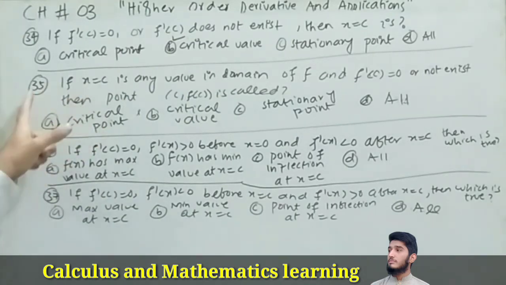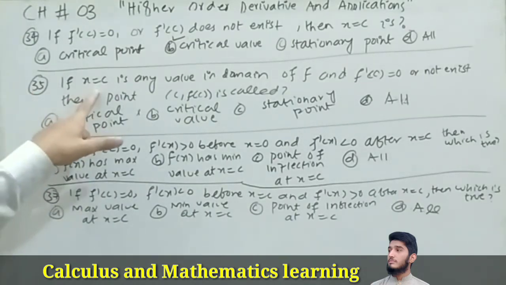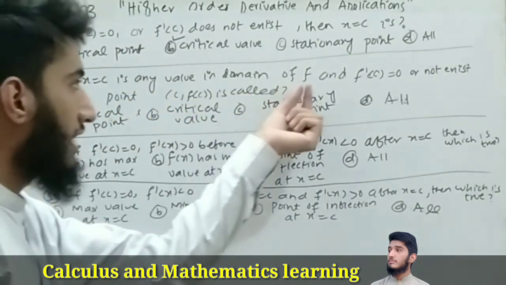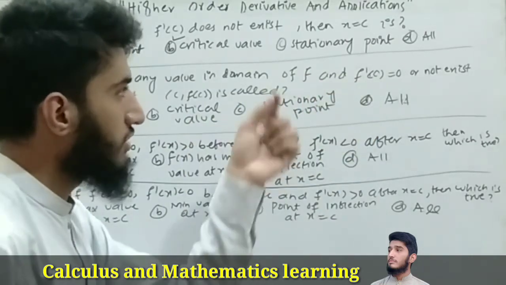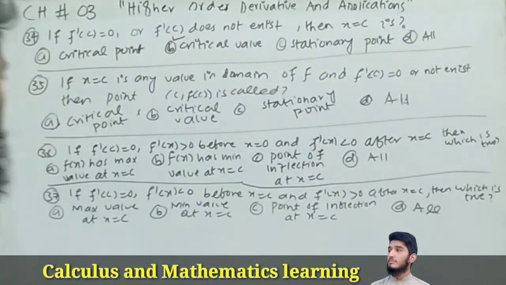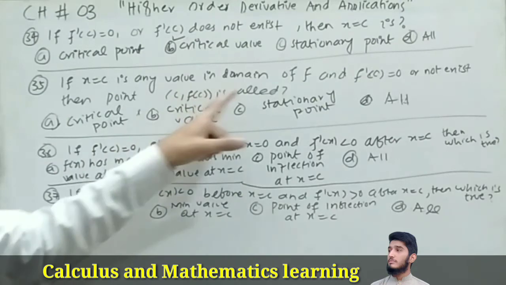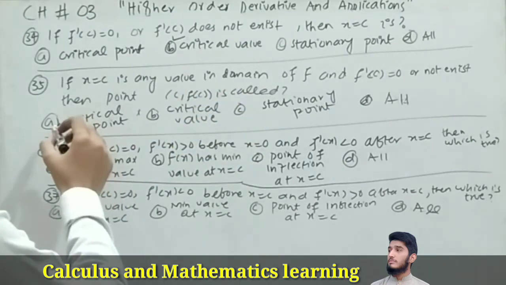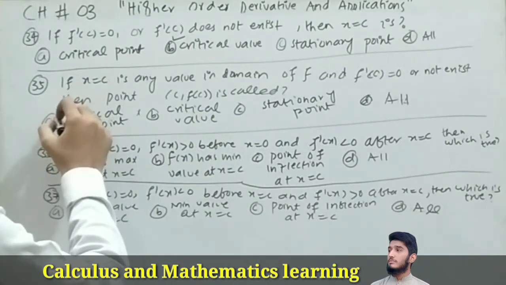In MCQ 35, if x is equal to c is any value in the domain of a function f, and f prime of c is equal to 0 or does not exist, then the point (c, f of c) will be called a critical point. So the correct option will be option number A.